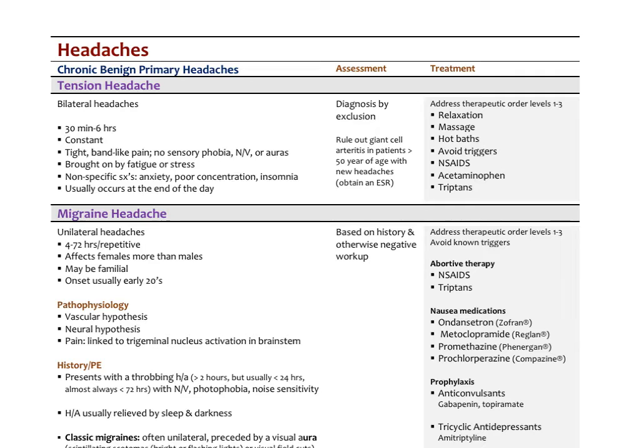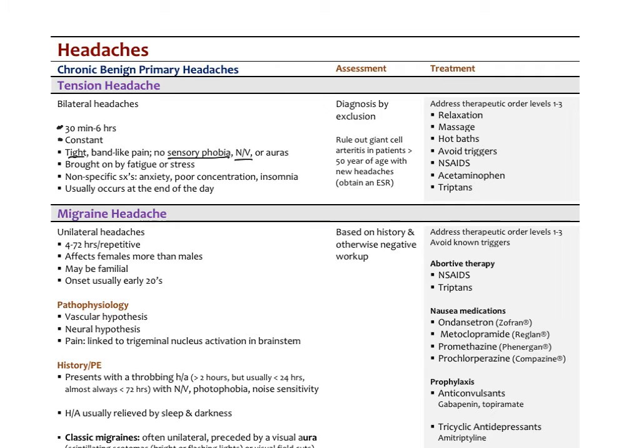So probably by far the most common headaches are tension headaches, and they are bilateral typically. So both sides of the head. They last between half an hour to 6 hours or more. Usually constant pain, kind of a tight band-like pain across the forehead. There's usually no sensory phobias. In other words, light and sound don't particularly aggravate.